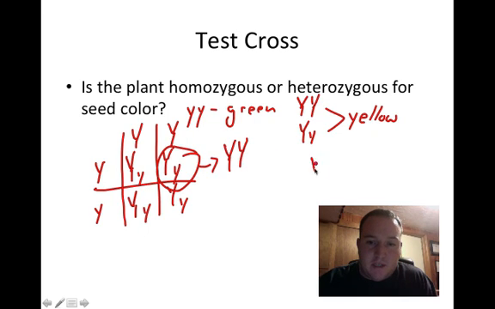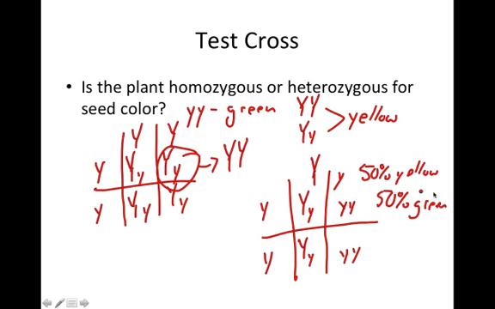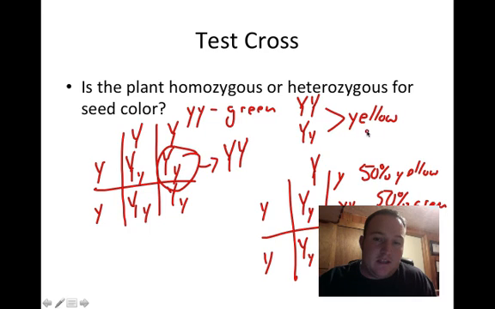The other option would be if we had the big Y, little y and little y, little y crossing. Okay, 50% of these offspring are going to be little y, little y, 50% big Y, little y, or we'd have 50% yellow, 50% green. And so this test cross allows us to figure out if we have heterozygous or homozygous for that dominant trait, in this case yellow.